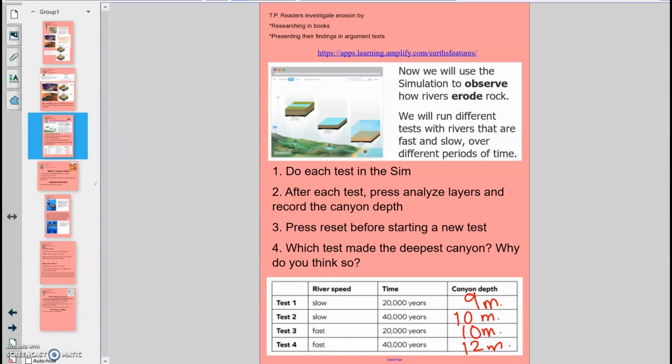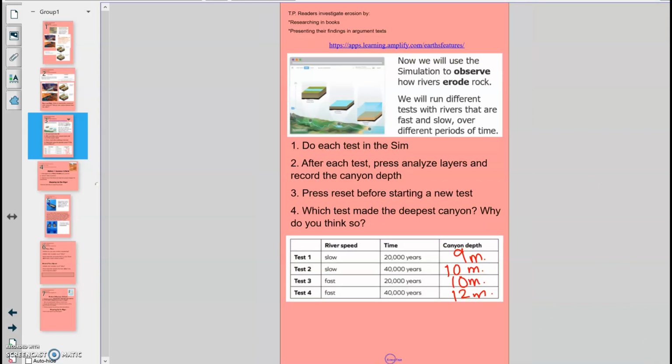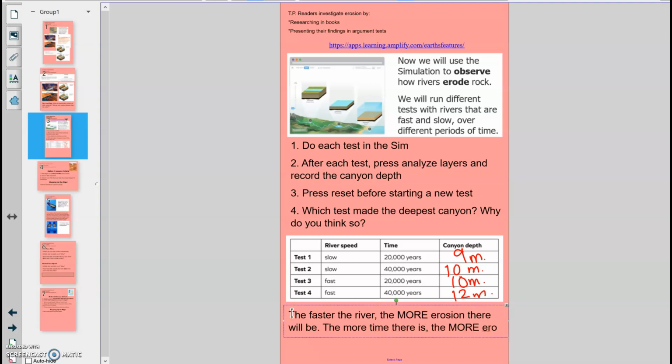So we just learned, let me type this, we just learned that the faster the river, the more erosion there will be. The faster the river, the more erosion there will be. And we also learned that the more time there is, the more erosion there will be.